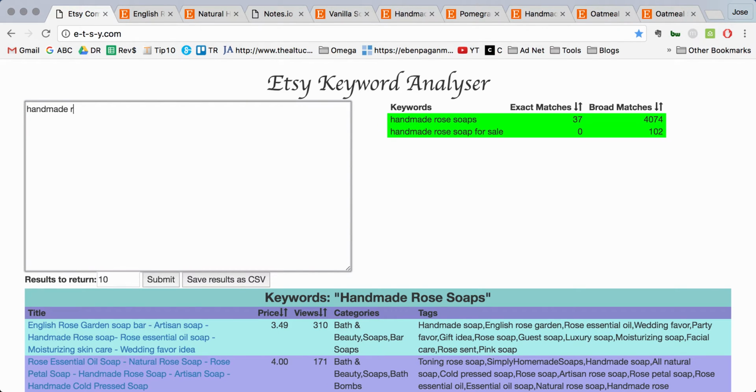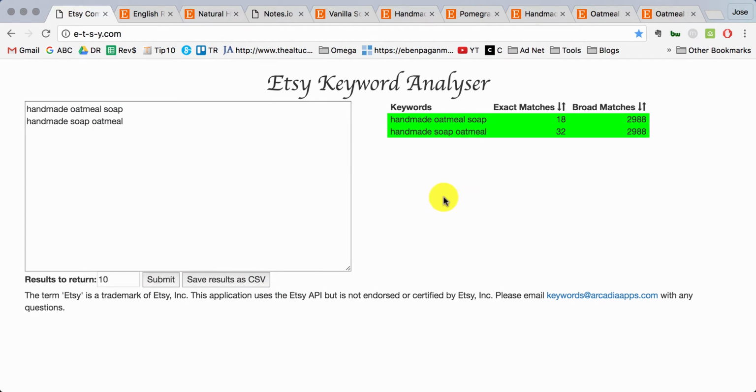So handmade oatmeal soap. And the order matters. That's why sometimes you'll see me put the exact same keyword just in a different order because I want to see how they're ranking. So they both have the exact same number of broad matches, but handmade soap oatmeal has more exact matches.